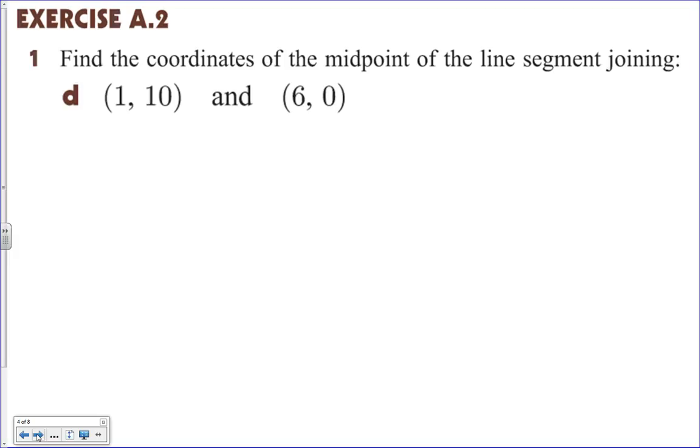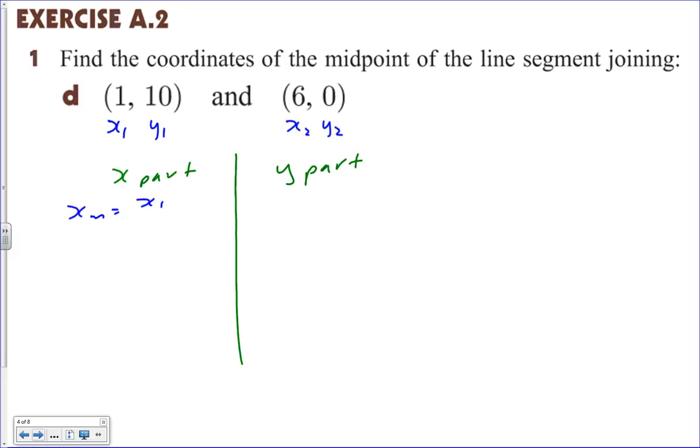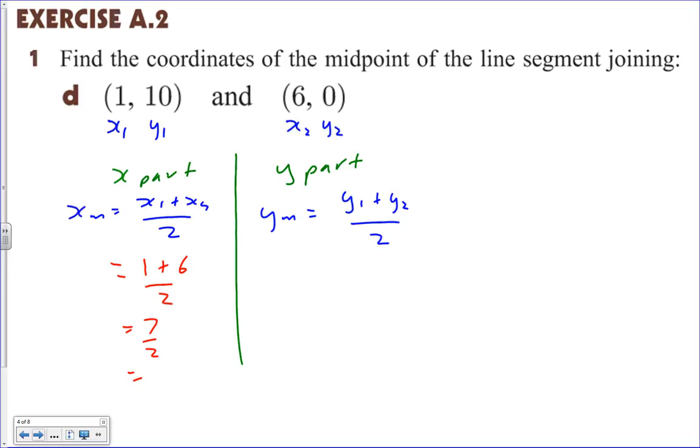Next one. x1, y1, x2, y2. Again, we're going to have our x part, y part. Formulas, the x midpoint is going to be x1 plus x2 over 2. Y midpoint is going to be y1 plus y2 over 2. Substituting in, we got 1 plus 6 over 2, so it's going to be 7 over 2, which is going to be 3.5.